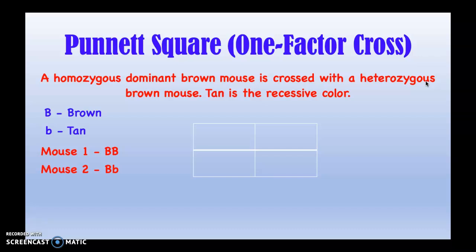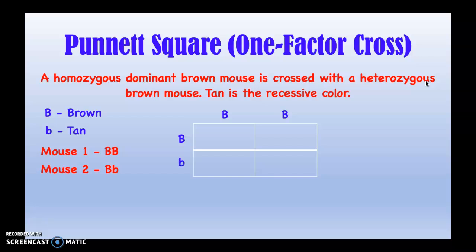Again, since we're doing a one-factor cross, this Punnett square will consist of 4 boxes. We're now going to apply Mendel's principle of segregation. And we're going to take the first genotype and separate the 2 big B's across the top. So we get a big B over each column. We're going to do the same thing for the second mouse on the left-hand side. So the big B on the top row, little b on the bottom row.